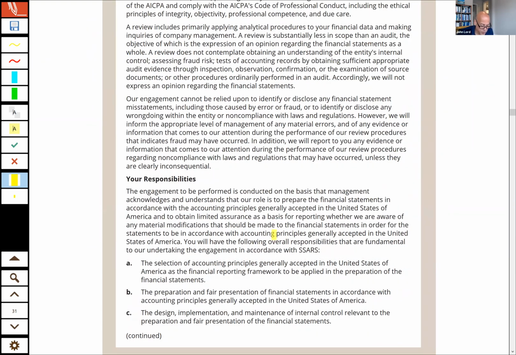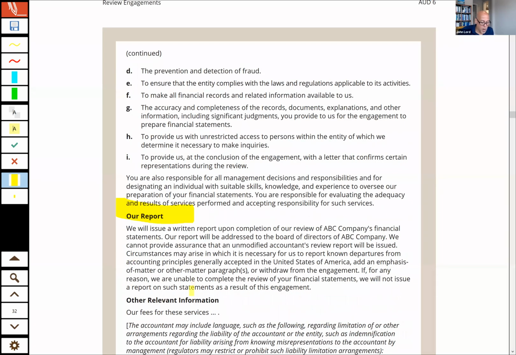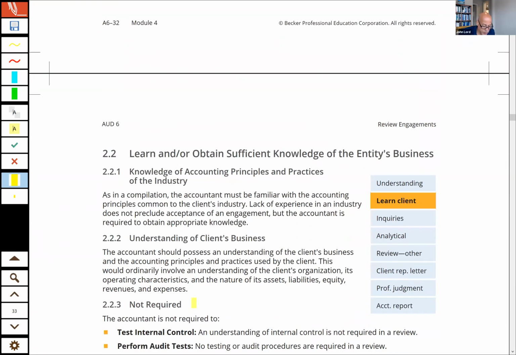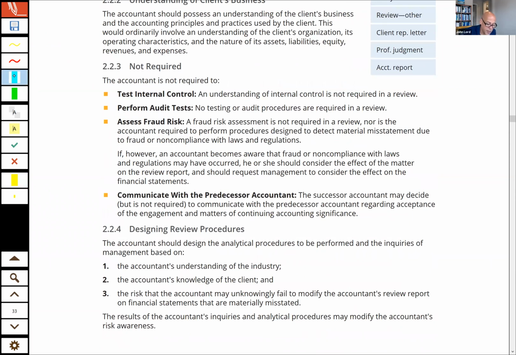And the only thing I'm interested in showing you here is, hey, yeah, we do have to issue a report. Okay, all right, good. Now we're going to make 2 flashcards coming up here. One you can see here is a "not required" flashcard. What are some things that are not required in a review?